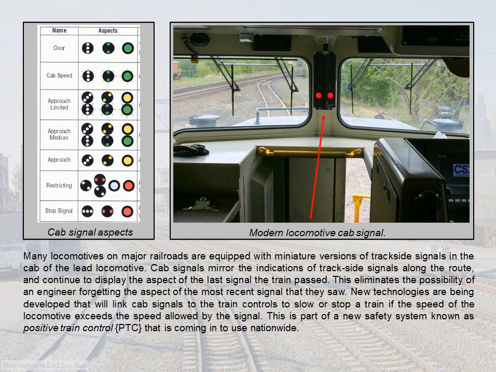Many locomotives on major railroads are equipped with miniature versions of trackside signals in the cab of the lead locomotive. Cab signals mirror the indication of trackside signals along the route and continue to display the aspect of the last signal the train passed. This eliminates the possibility of an engineer forgetting the aspect of the most recent signal that they saw. New technologies are being developed that will link cab signals into the train controls to slow or stop a train if the speed of the locomotive exceeds the speed allowed by the signal. This is part of a new safety system known as Positive Train Control, or PTC, that is coming into use nationwide.